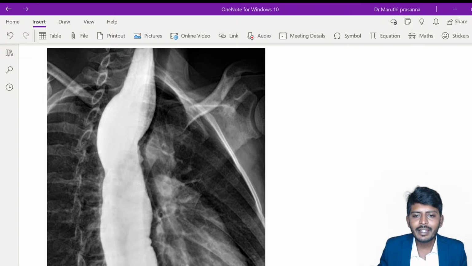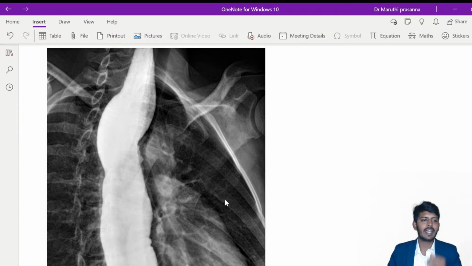Now it's very simple, my dear students. What exactly am I trying to explain to you? We are using a contrast, like I told you, barium swallow.